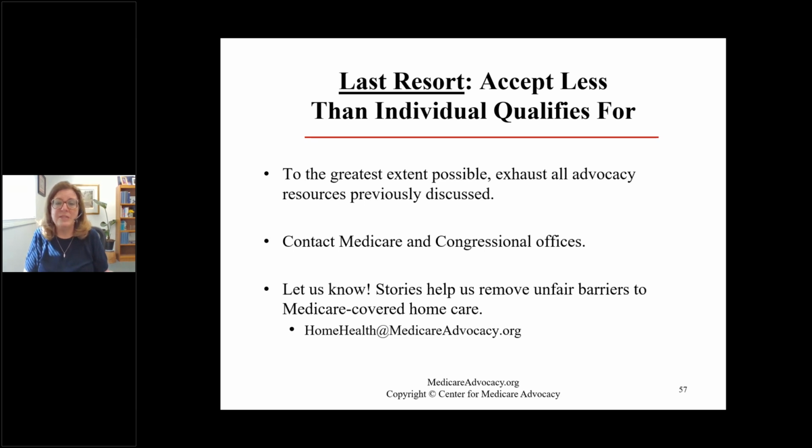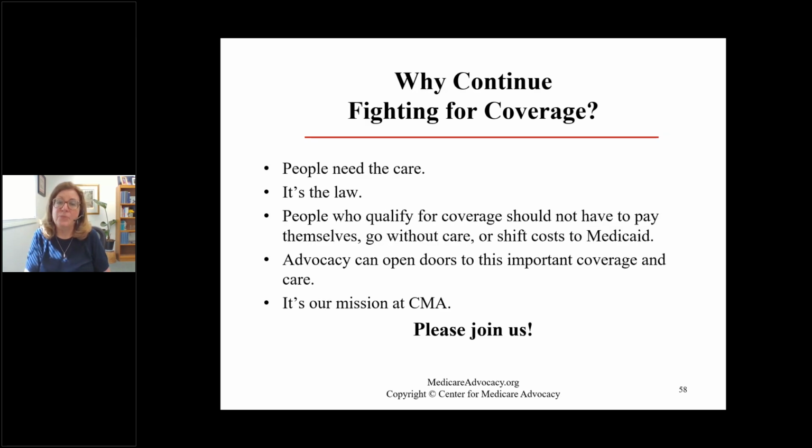Other things that we're doing, obviously, is working with the providers, working with these wonderful associations like AOTA, asking people to work with us, send us your stories at homehealth@medicareadvocacy.org, so that we can help to do that. And we know that people need these services. There's a reason why Congress created the benefit in the way that it did.